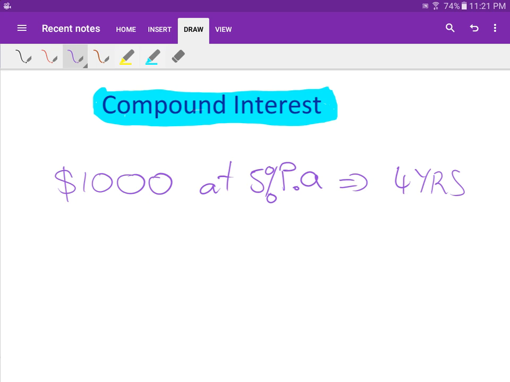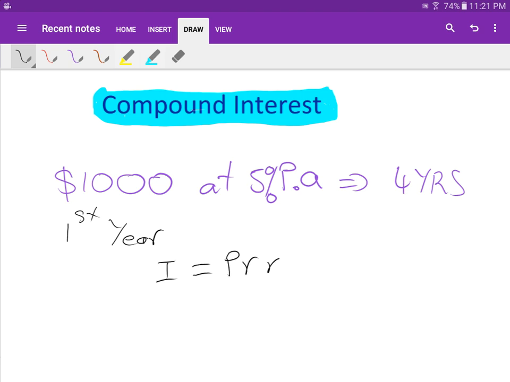So let's say we work out 1 year at a time. At the end of the first year, how much do you have? At the end of the first year, I will get 5% of 1,000 as interest, then I add that on top. That will be how much I have. If you don't want to work out 5% of 1,000, you can use simple interest.